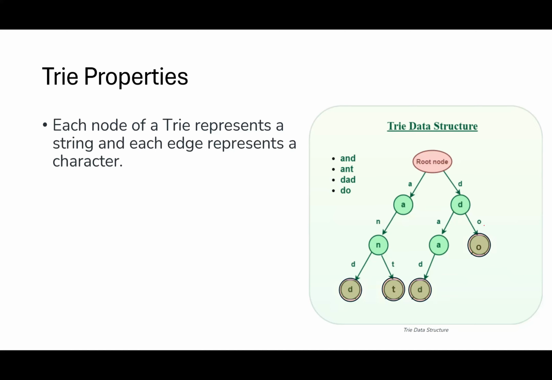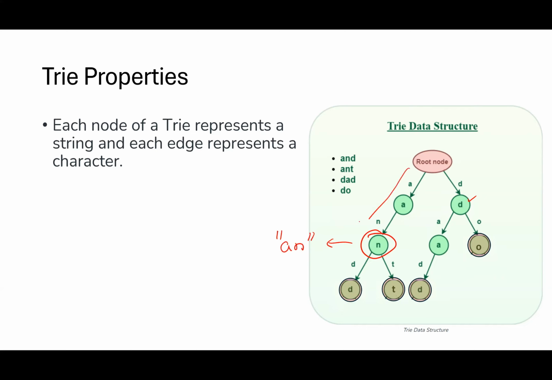So how does each node represent a string? Let's say, what string does this node represent? Well, this node represents the string DA. You see that because from the root till this node we have encountered D and A. So this node represents the string DA. What does this node represent? This node represents the string AN.